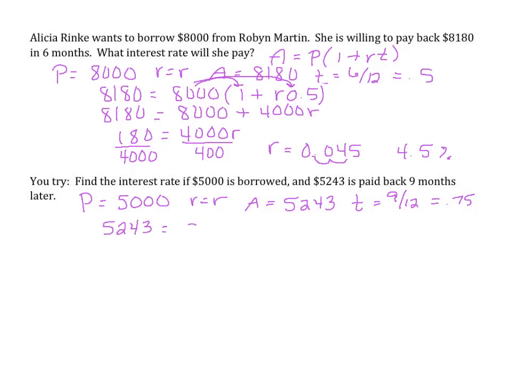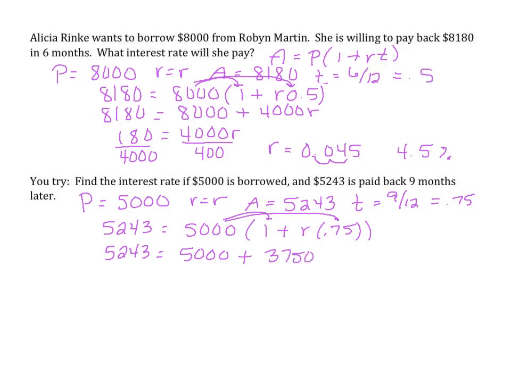5,243 equals 5,000 times 1 plus R times 0.75. We can distribute the 5,000. So 5,243 equals 5,000 plus 3,750 R. If we subtract 5,000 from both sides, we get 243 equals 3,750 R.